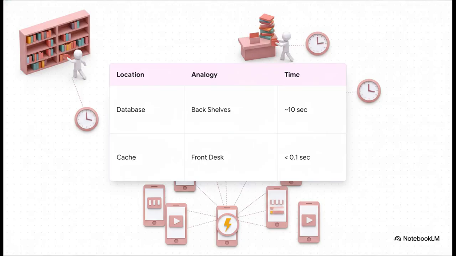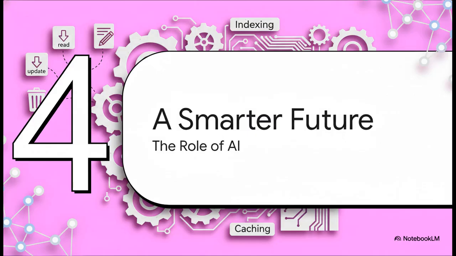And again, the speed difference is insane. Getting that book from the back shelves might take, say, 10 seconds. But just grabbing it from the front desk, from the cache, takes less than 1 second. This is why your feed loads so fast, even when there's a viral video that literally everyone is trying to watch at once.